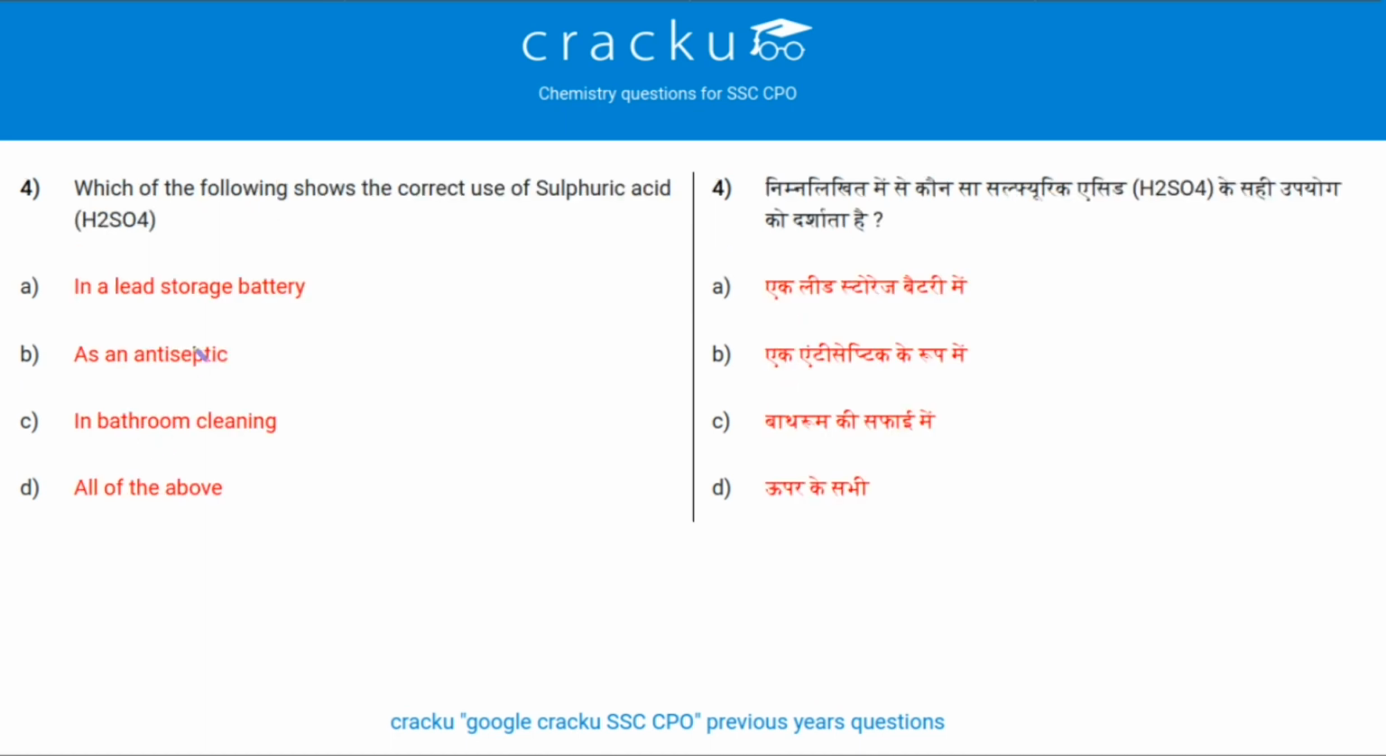Next question. Which of the following shows the correct use of sulfuric acid, that is H2SO4? Okay, one of its most familiar applications is that it is used as an electrolyte in lead acid storage batteries. So the correct use is in a lead storage battery as an electrolyte. So option A is correct.